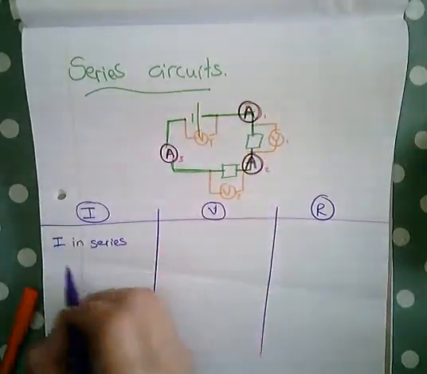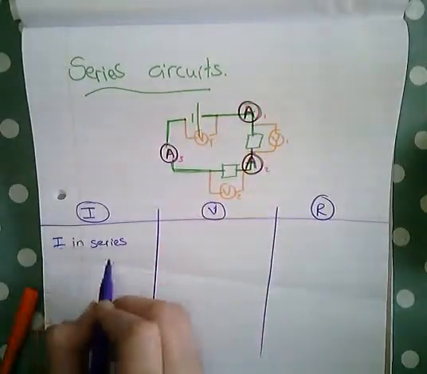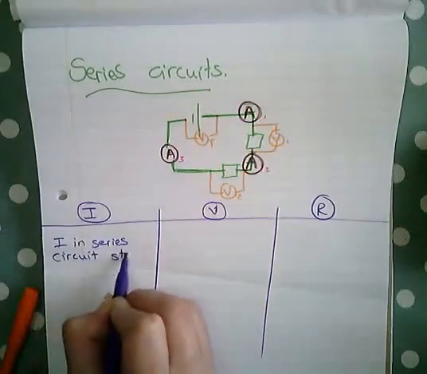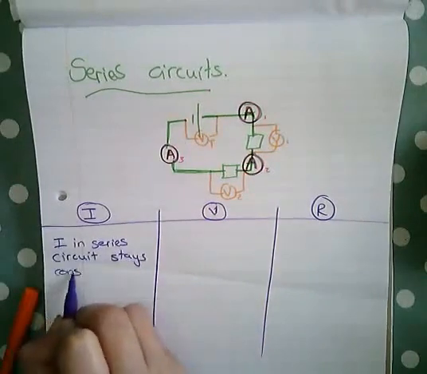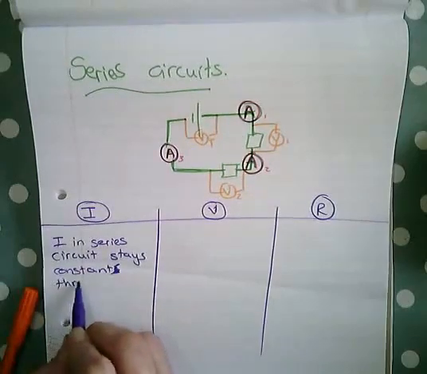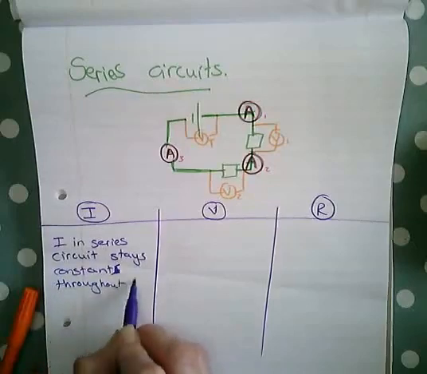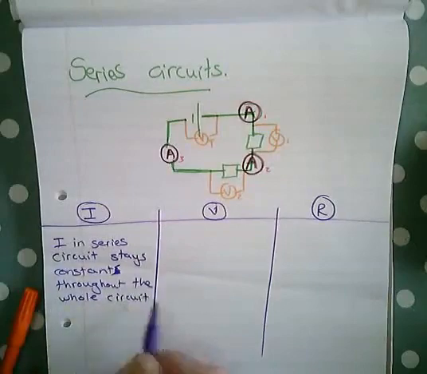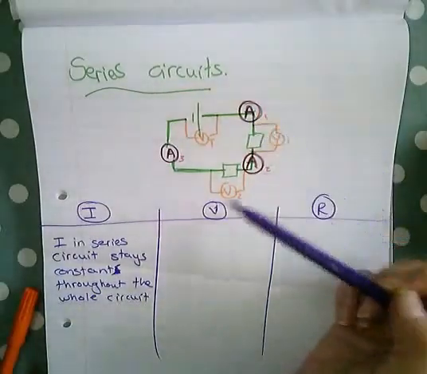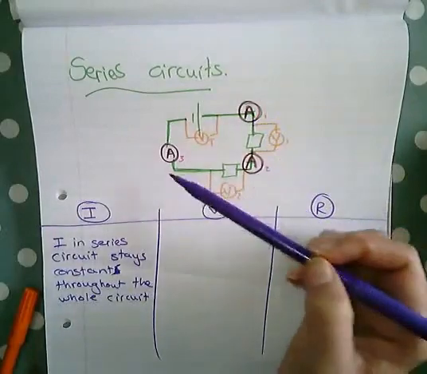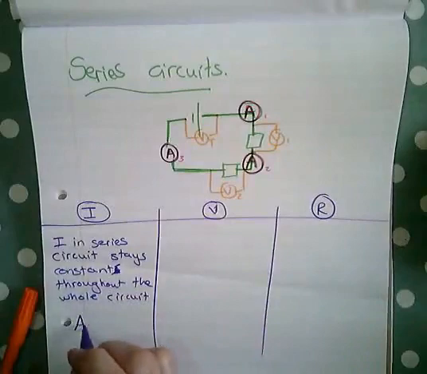Current in a series circuit stays constant throughout the whole circuit. No change. So what that means in this specific circuit is that ammeter reading 1 is going to be equal to ammeter reading 2 is going to be equal to ammeter reading 3. Okay, current is exactly the same everywhere.